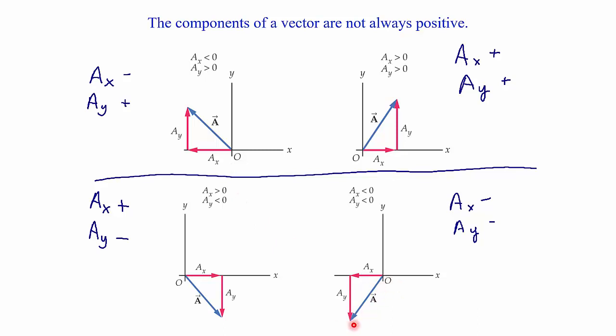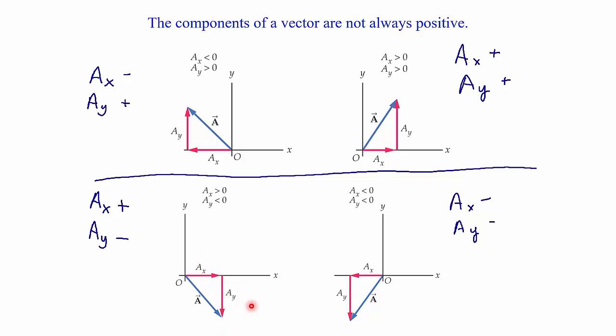This vector down here is pointing down to the left. So down is the negative y direction, to the left is the negative x direction. So in here it's pointing down to the right. Right is the positive x direction, down is the negative y direction.